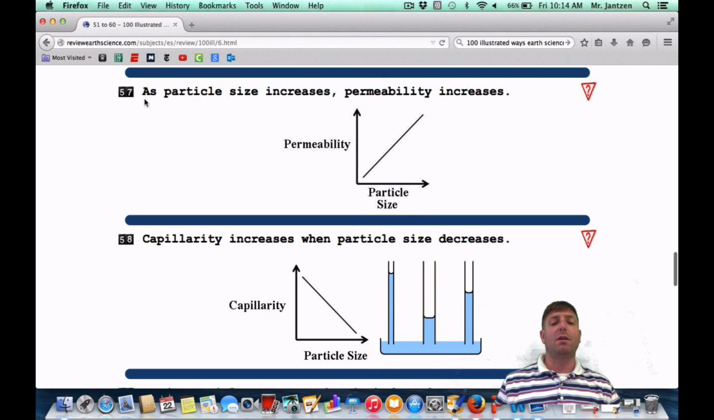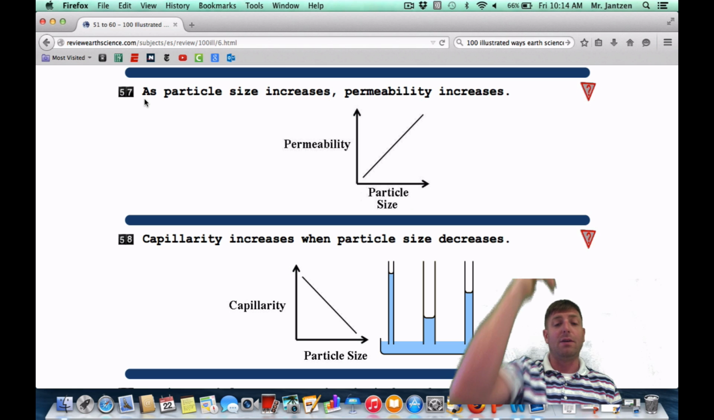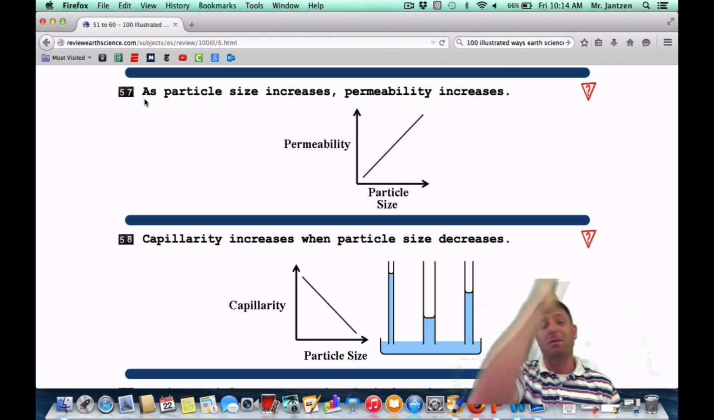Number 58. Capillarity increases when particle size decreases. Capillarity is the upward movement of water through soil. It's against gravity. Basically, the tighter the space, the more capillarity you're going to have. Of course, water has these cool adhesive and cohesive properties. It likes to attach on to things around it. So the tighter the space, the more it's going to move up.